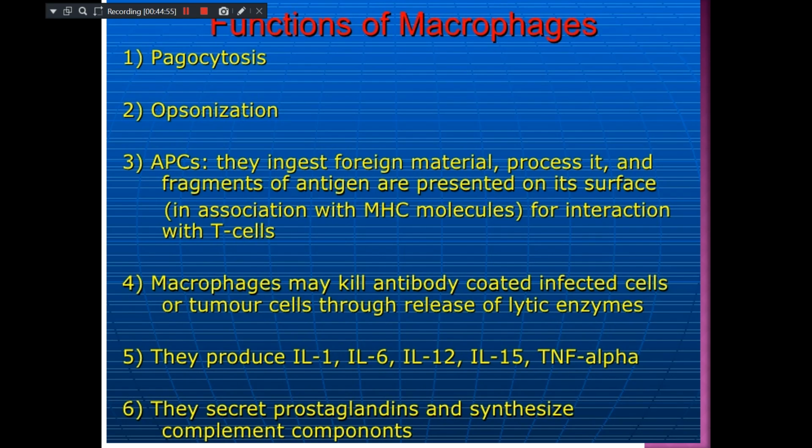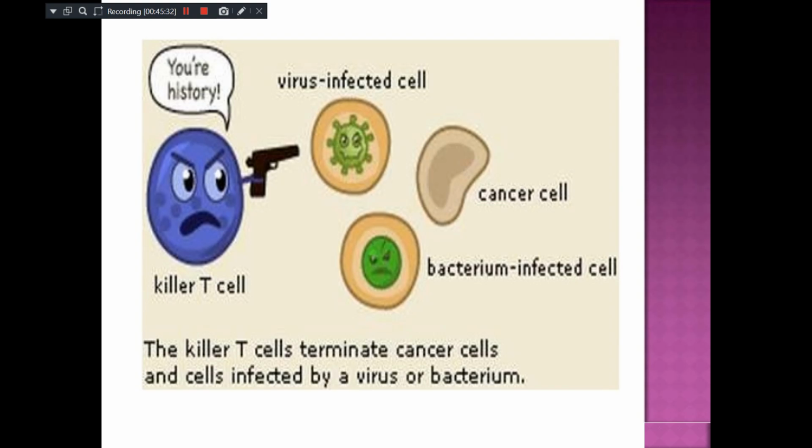they can kill that. Macrophages may also kill antibody coated infected cells, or tumor cells, because they can also release lytic enzymes, breakdown enzymes, which the macrophages have. They can kill the infected cells or even the tumor cells. They produce different types of proteins, secrete prostaglandins, and synthesize complement components also. So by all means, the macrophages will try to destroy these cells.